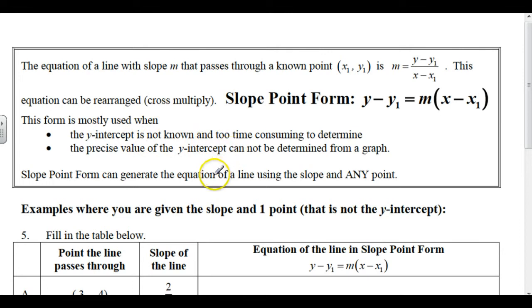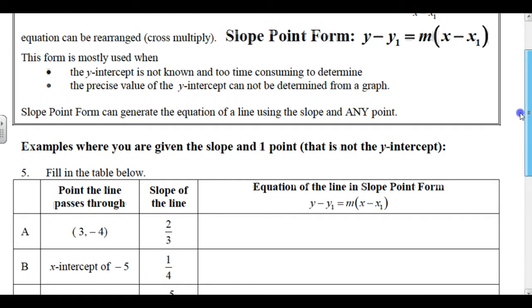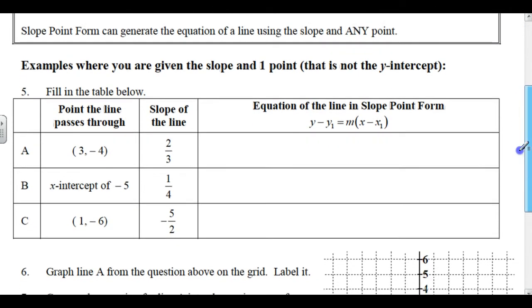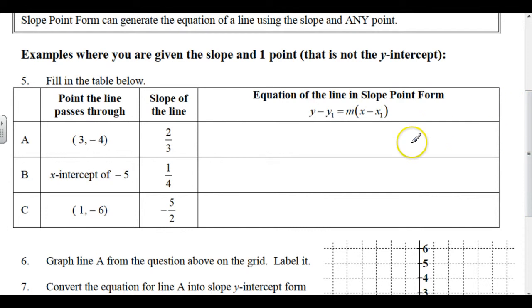Slope point form can generate the equation of a line using the slope and any point. So we don't need the y-intercept. If we have it, life is easy, but here are examples where you are given the slope and 1 point that is not the y-intercept. The point the line passes through is 3, negative 4. The slope of the line is 2/3.